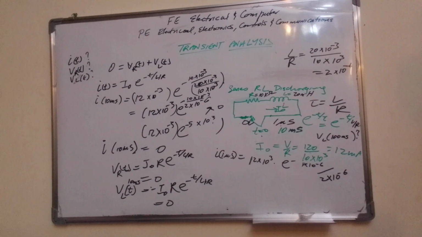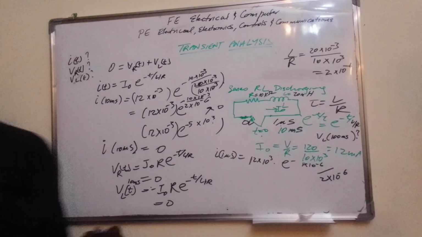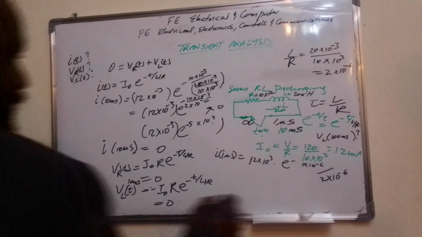So that would have been e to the minus a half now, right? So this would have been e to the minus 0.5. Now we start getting some numbers that make more sense for these things. So this would have been 0.606.